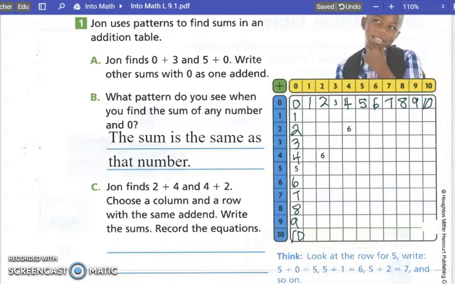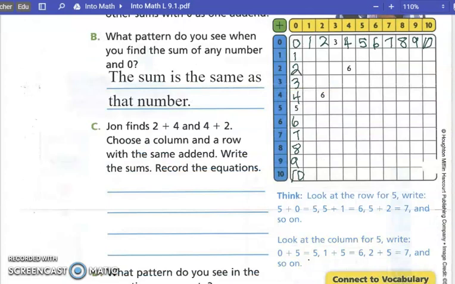Okay, so the sum is the same as that number. That is what property is that? The identity property. You need to keep that in your brain. Of addition, because the identity property of multiplication is different. The identity property of addition. Anytime we add 0 to a number, your sum will be that number. John finds 2 plus 4 and 4 plus 2. What property is that? The commutative property. Choose a column and a row with the same add-in. Write the sums.